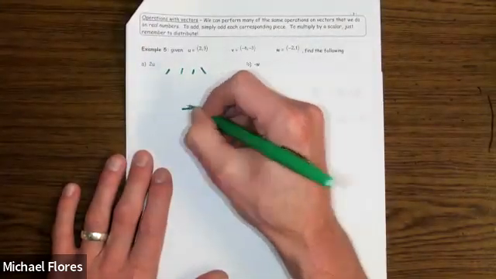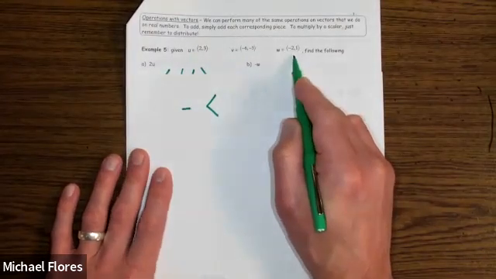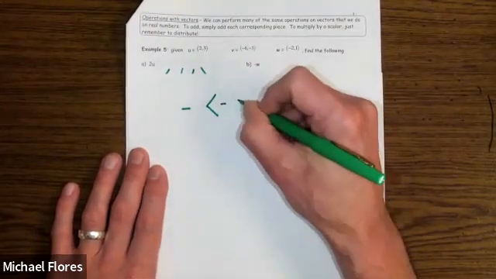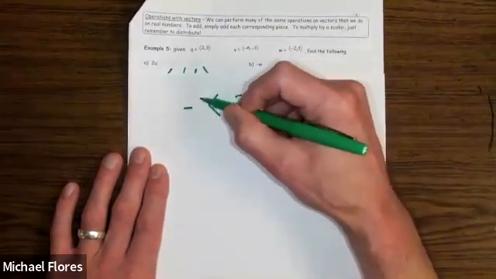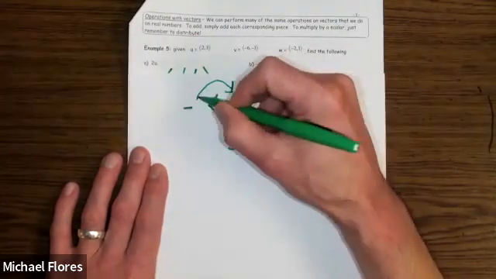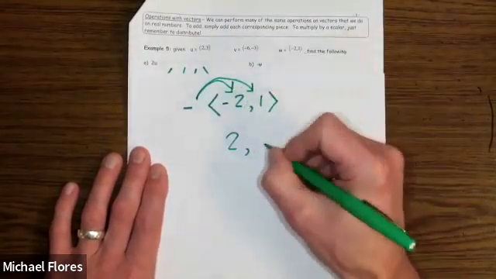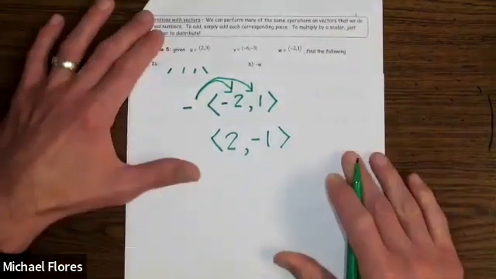Okay, for B, we have negative W. So start with a negative. Component vector W is here. So let's do negative 2, comma 1. Distribute that negative, to have a final answer of 2, comma negative 1.